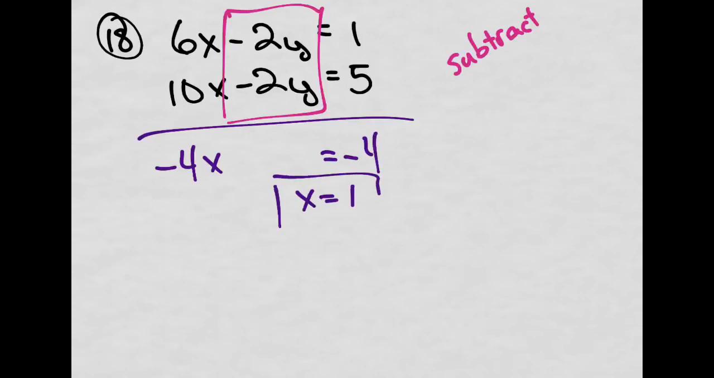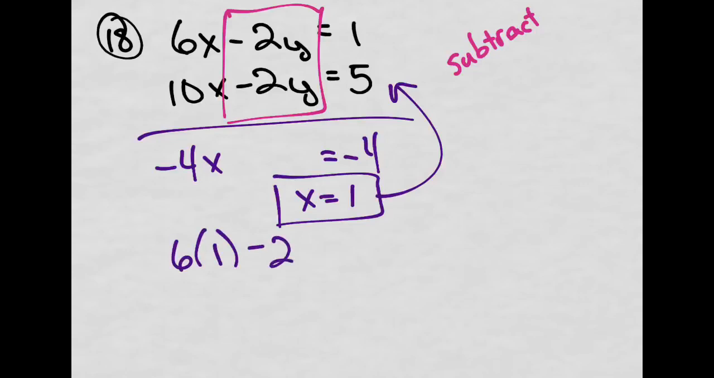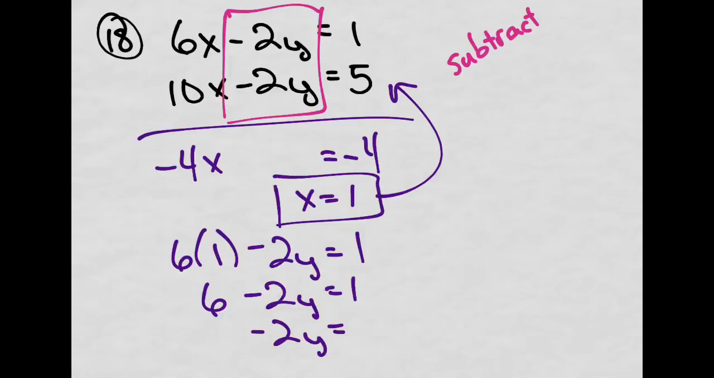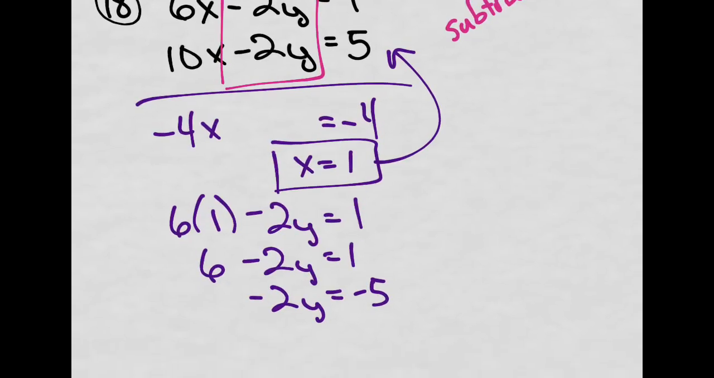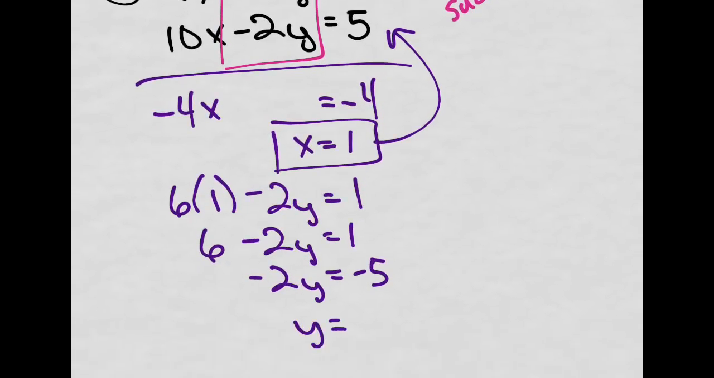So x equals 1. Plug it back in. I added the 5 and the 1. Gotcha. 6 times 1 minus 2y equals 1. Okay. And so y equals 5 halves, which I think I gave the answer as 2.5.